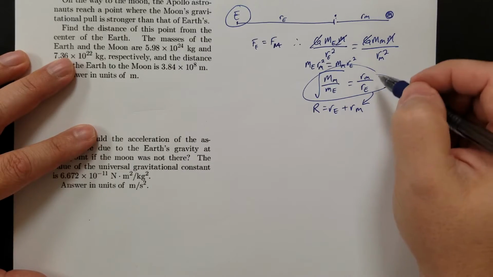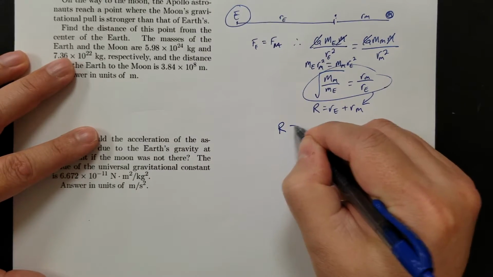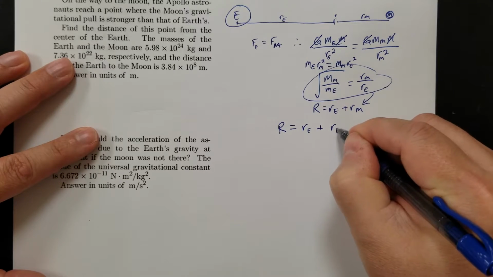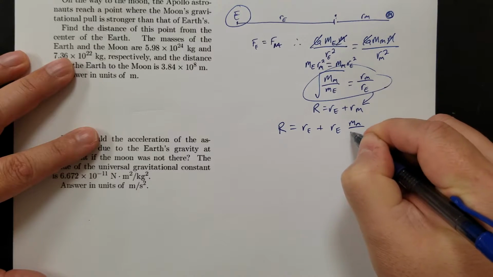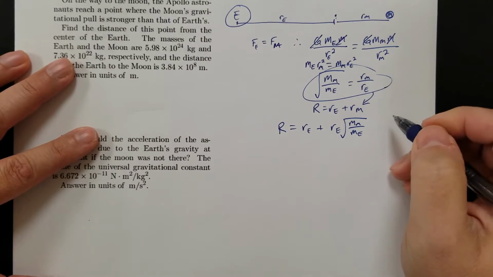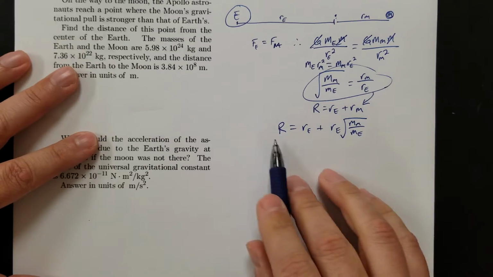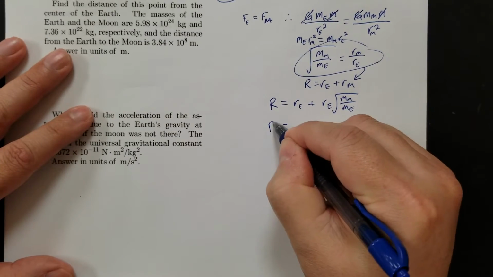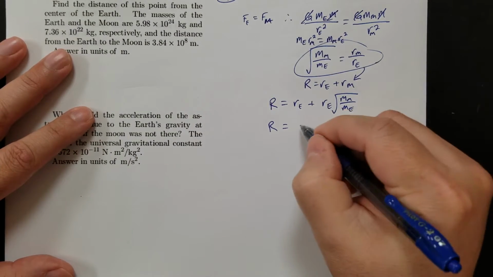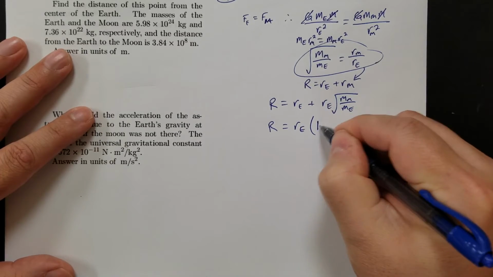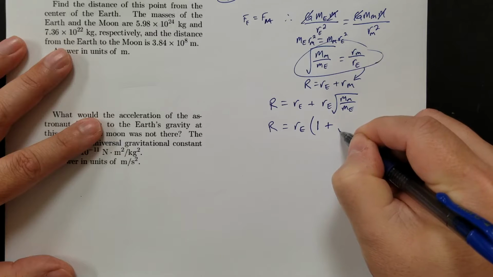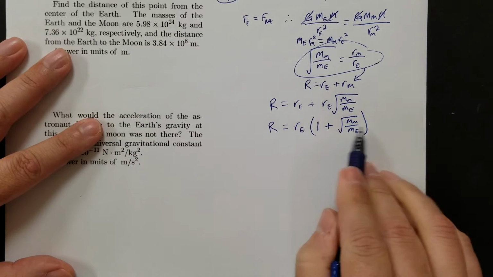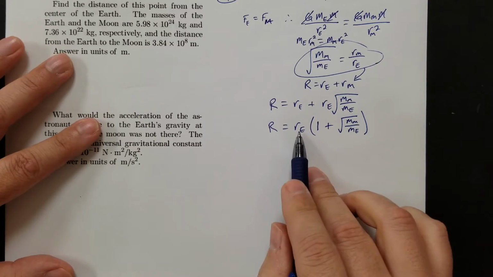So if I take that and plug in here, this says big R equals Re plus Re times the square root of the moon mass over Earth mass, right? So I have this, so let's try to simplify, right? So that's equal to R Earth times 1 plus the square root of the mass of the moon over the mass of the Earth, right? Because then I could distribute that Re in and I could get back to here, right? So I just pulled that out. Oh, look, I'm done, right?